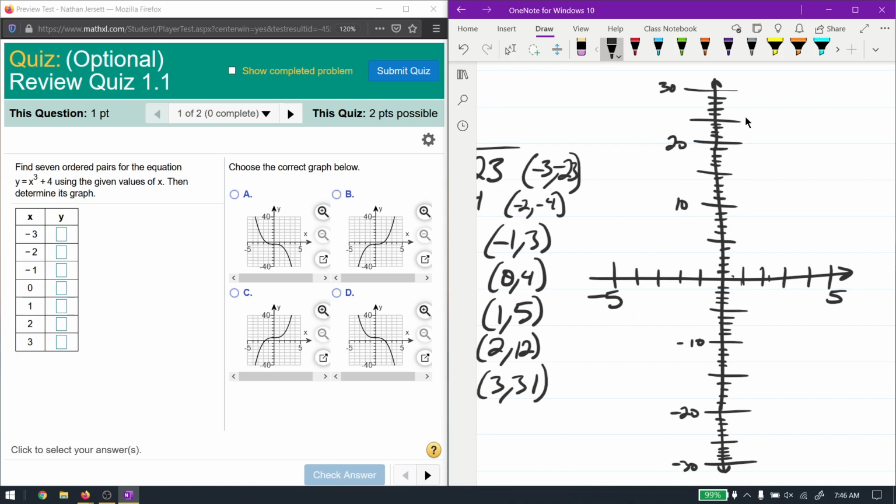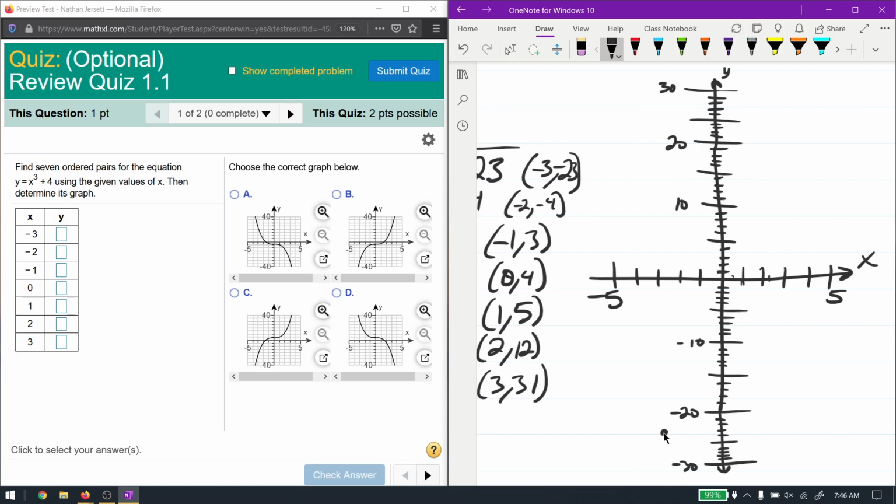All right, here I have my grid. Now let's plot these points. The first one is -3, -23. You always go x on the x-axis first and then the y-axis. So on the x, we need to go to -3, which is right here. That's -3 on the x-axis. And then we're going to go down to -23 on the y. So that should be right about there. That's -23.